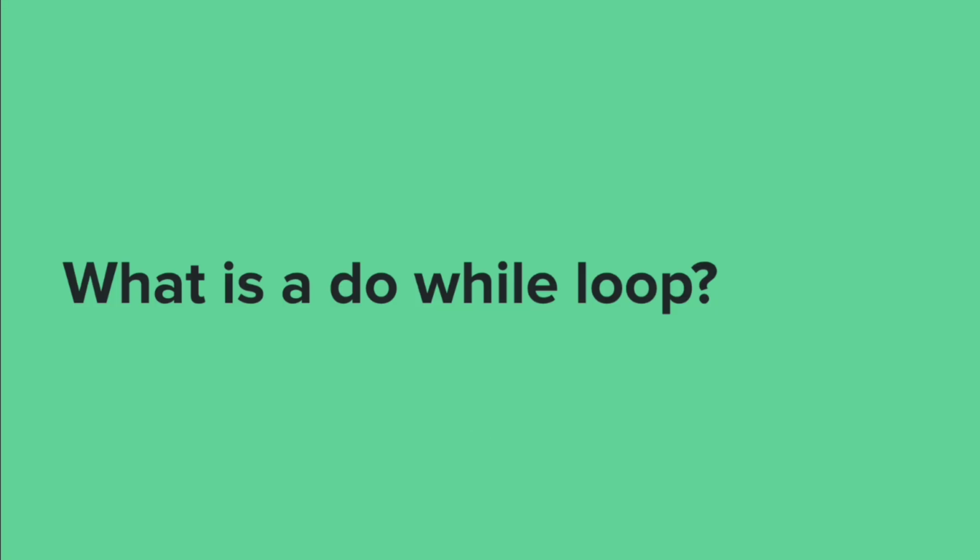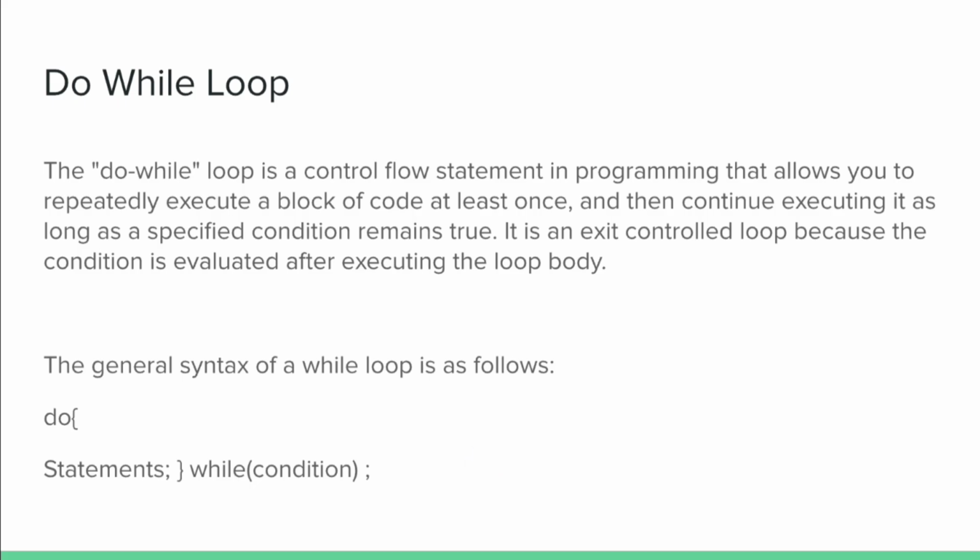Now we are coming to the do while loop. What is a do while loop? The do while loop is a control flow statement in programming that allows you to repeatedly execute a block of code at least once and then continue execution as long as the specified condition remains true. It is an exit control loop because the condition is checked after executing the loop body.